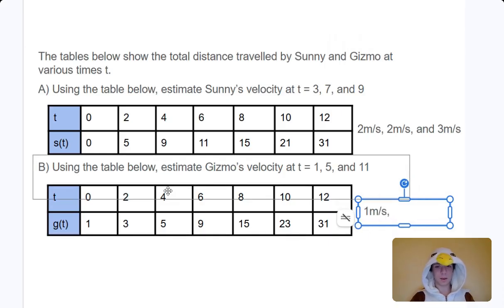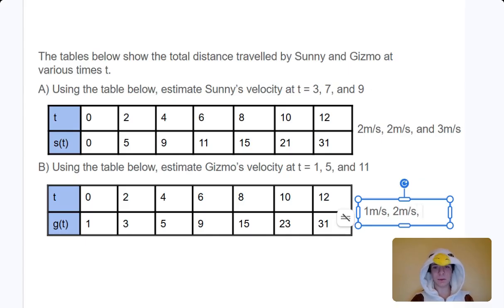And then in between 6 and 4, that's where we're going to get t equals 5. And we have 9 minus 5 over 6 minus 4. That's 4 over 2, so 2 meters per second.